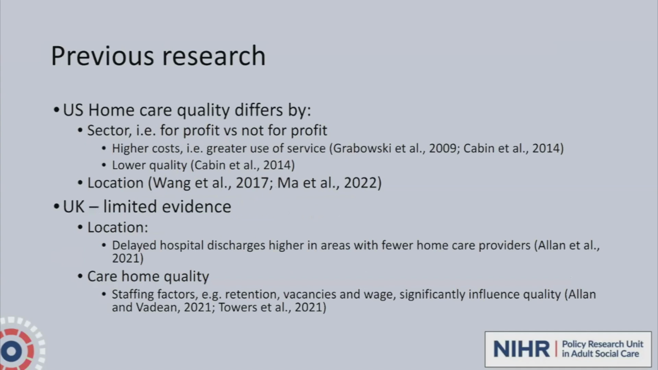In terms of previous research, there is some work from the US around home care quality, and once you control for the characteristics of the users, or at the provider level, the average service user characteristics, then you find that home care provider quality differs by sector. So for-profit compared to not-for-profit providers tend to have higher costs through a greater use of service or higher cost per patient, and they either have lower quality or no difference in quality. So they're either providing a higher cost at a lower quality, or there is less efficiency in the delivery of the same level of quality.